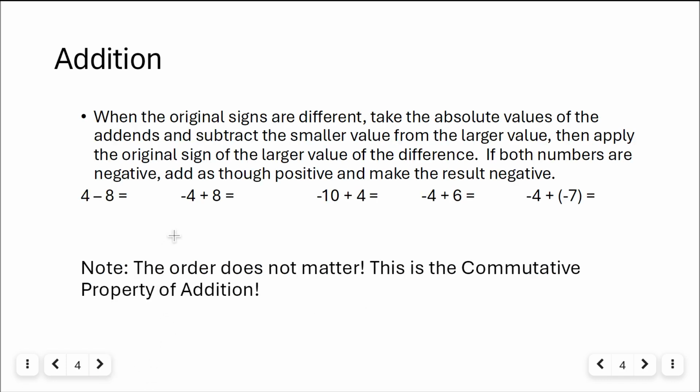When the signs are different, you take the absolute value of each number and subtract the smaller number from the bigger number, and then use the original sign of the bigger number.